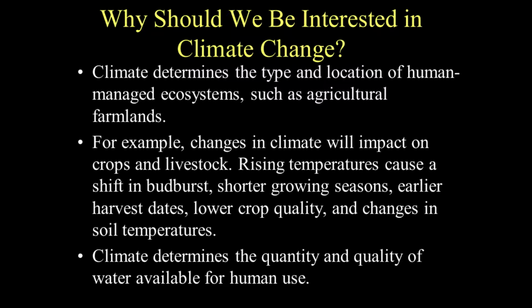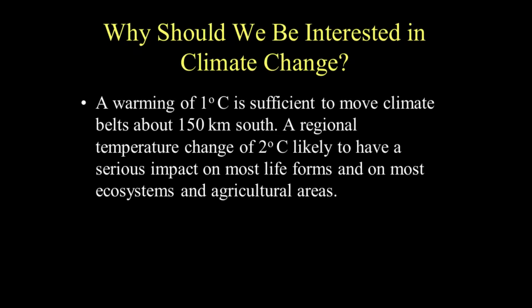Climate also determines the quantity and quality of water available for human use. A warming of 1 degree Celsius is sufficient to move climate zones about 150 kilometers south. A regional temperature change of 2 degrees Celsius is likely to seriously impact most life forms and most ecosystems in agricultural areas.